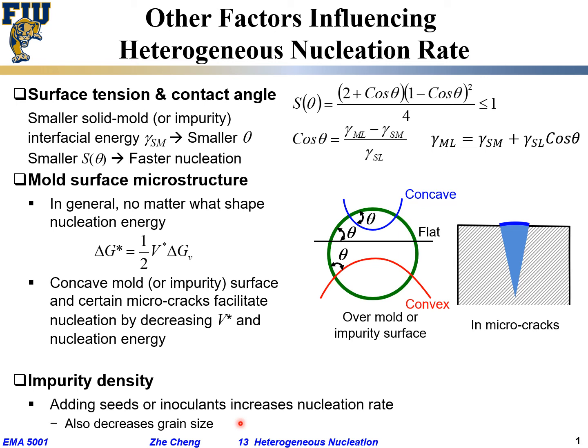That's actually one way that people try to reduce the grain size: by adding a lot of small seeds or making the mold surface more defective. We can reduce the grain size.